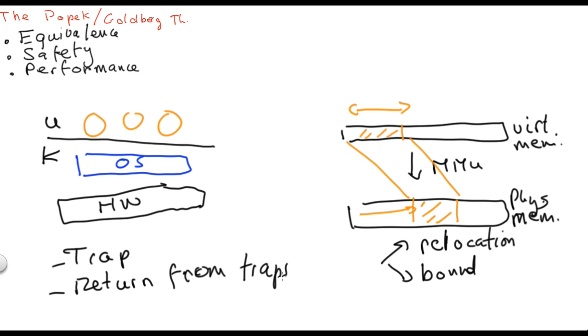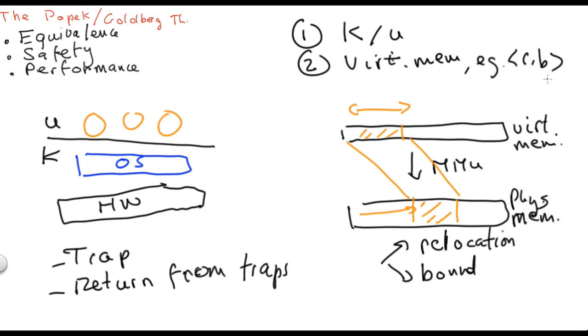And in those transitions, the kernel user bit is updated, and the operating system must also have a mechanism to change the relocation and bound registers, so that you change the address space of the application as you resume execution of the application. So to summarize the minimal requirements to run an operating system, you need three things. The first one is this bit that specifies whether you're in kernel mode or in user mode. The second is virtual memory, for example, using the relocation bound register pair. And the third is a trap architecture that allows you to transition between the two.